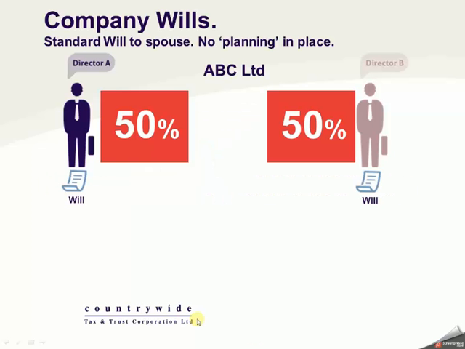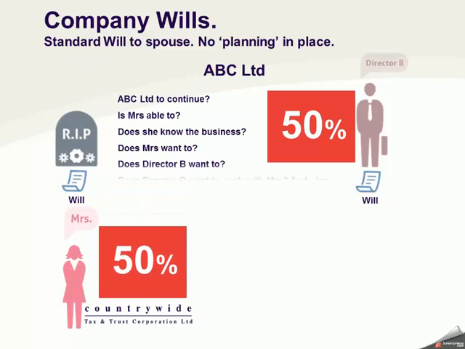So here we have a situation whereby we have no cross-option in place at all. This will be a common scenario that you may come across. We've made it nice and easy. We've got two directors here. They both own ABC Limited equally. In this case, we've also just elaborated they've got a standard will each.